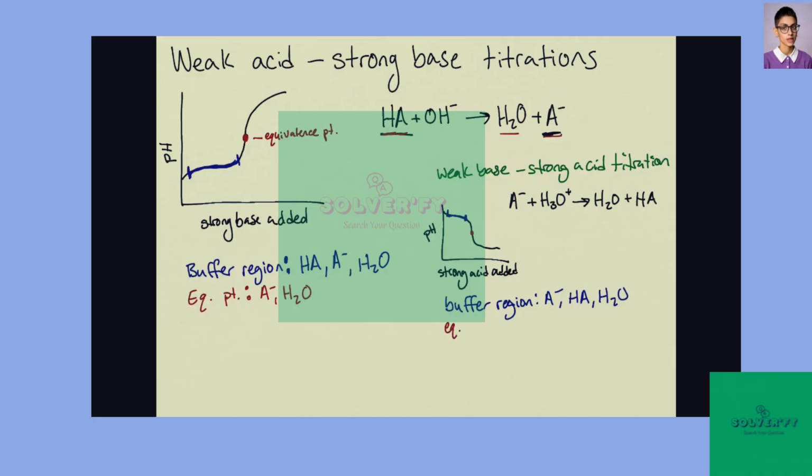Once we get to the equivalence point, we'll have run out of that weak base that we started with. So we'll have just water and the conjugate acid of the starting weak base.